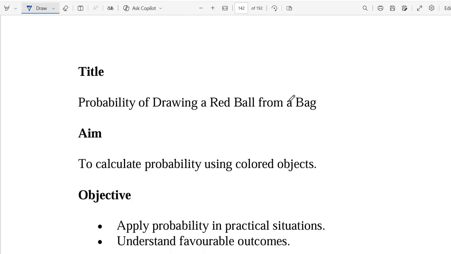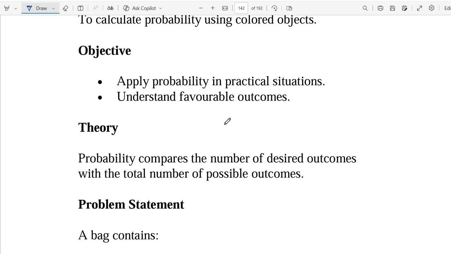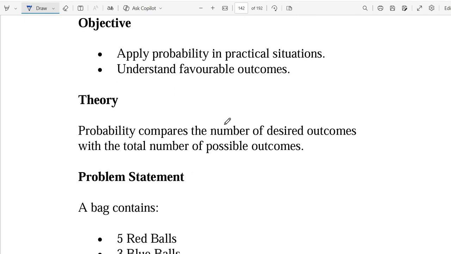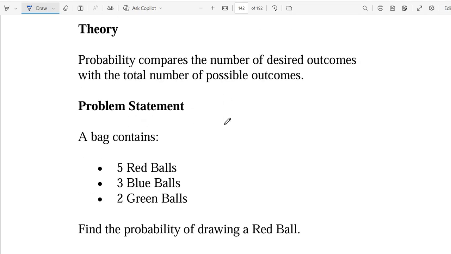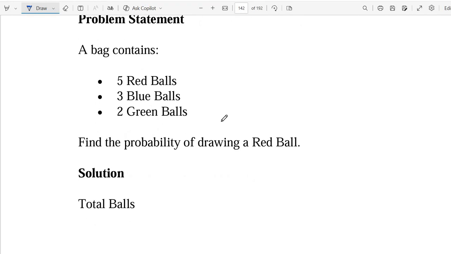Now coming to practical number 3. Drawing a red ball from a bag. First, we will see how many balls are in the bag. Then we will see how many red balls are in the bag. Then we will find the probability. So there are 5 red balls, 3 blue balls, 2 green balls. That is a total of 10 balls. Right? Now we have to find the probability of drawing a red ball.